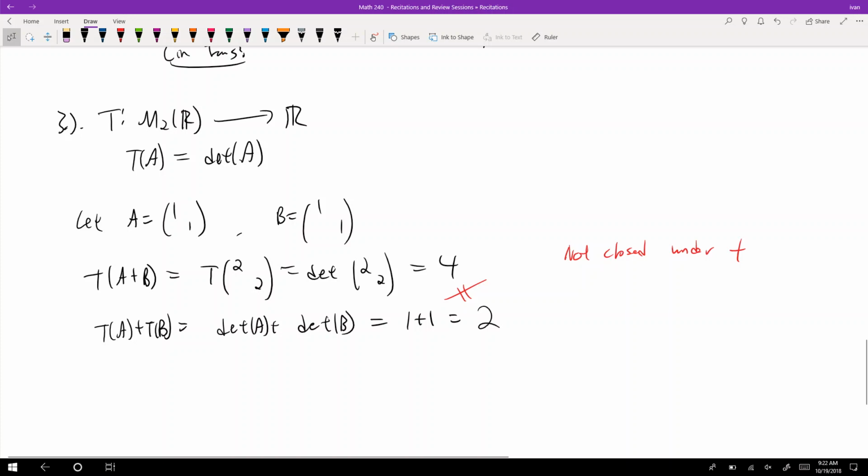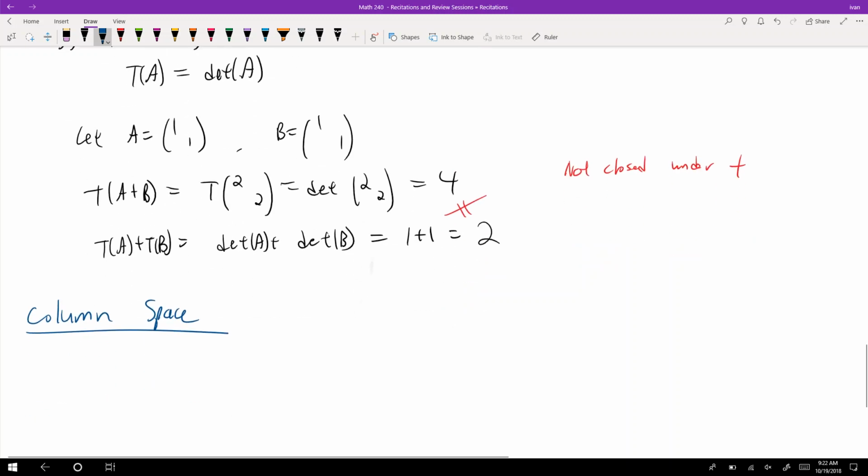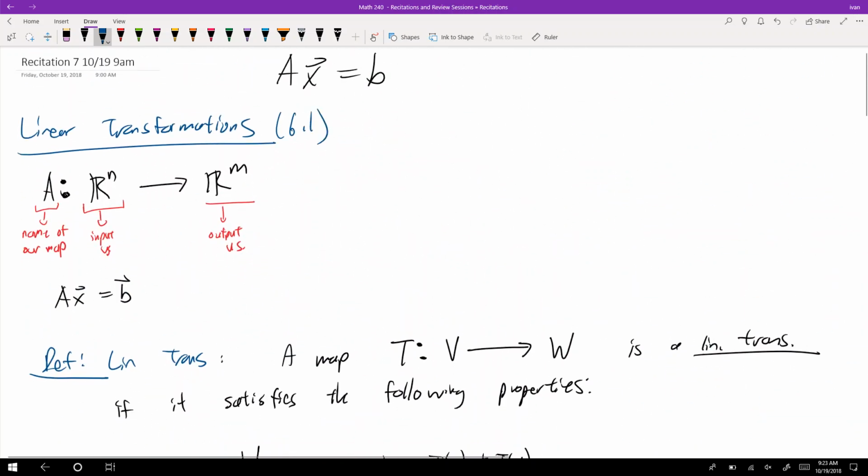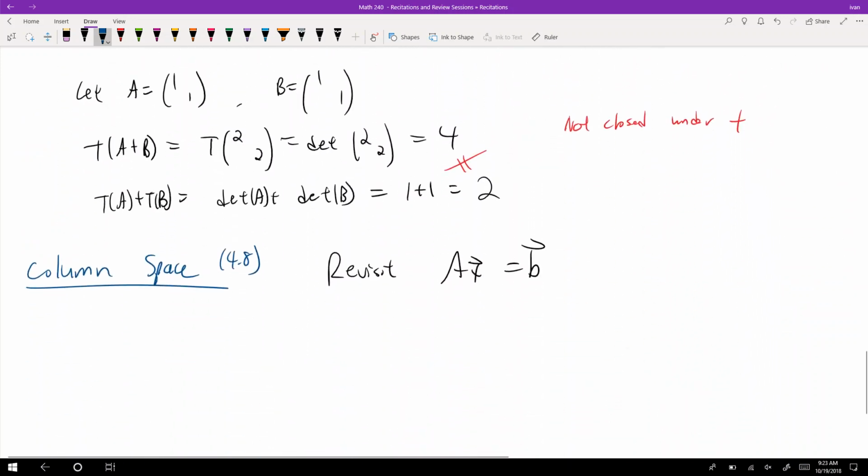All right, so those are linear transformations. There are a bunch of these on your homework, so now you know how to do them. Let's revisit this whole idea of matrix multiplication being a linear transformation. So we're going to talk about column space, which is 4-8, I think. It also includes row space. Linear transformations is chapter 6, 6-1. So column space is 4-8. We're kind of going backwards.